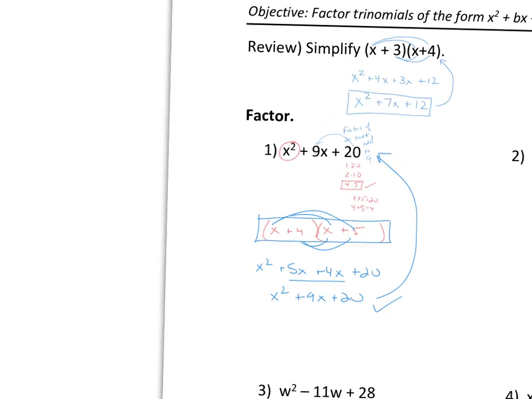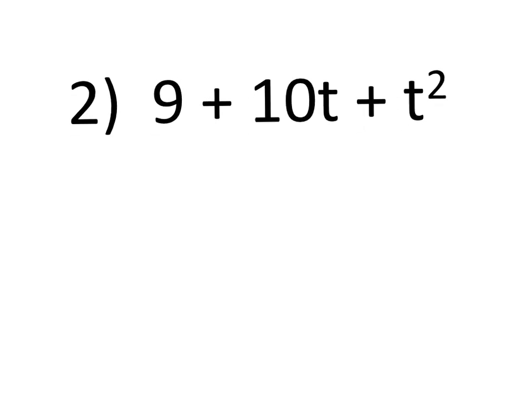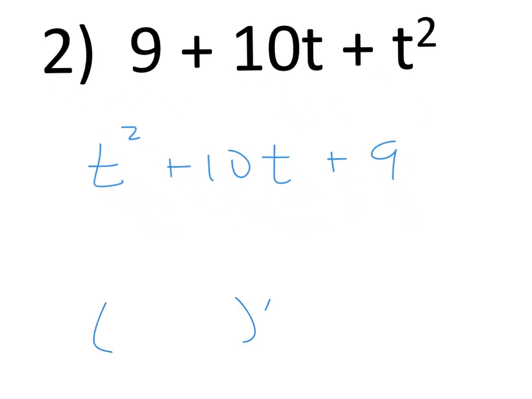Okay, let's look at the next one. On this one, notice that they've got it written backwards. We're going to rewrite it and put our t squared out front in standard form. So I'm going to get t squared plus 10t plus 9. Again, it's all positives, so we know that my factors are going to be positives. We know that t squared breaks up into t and t.